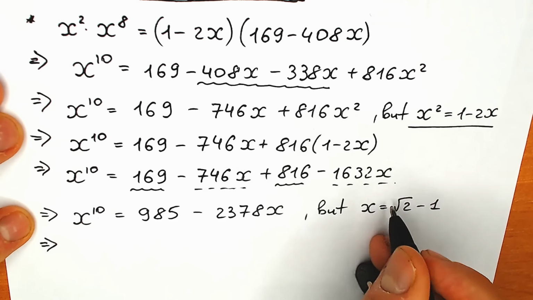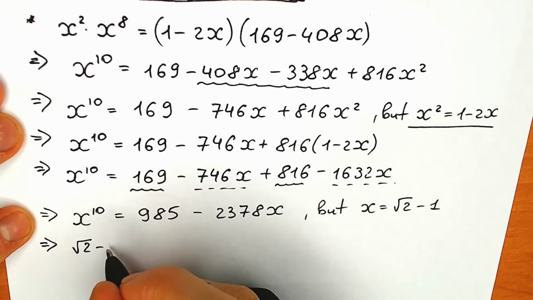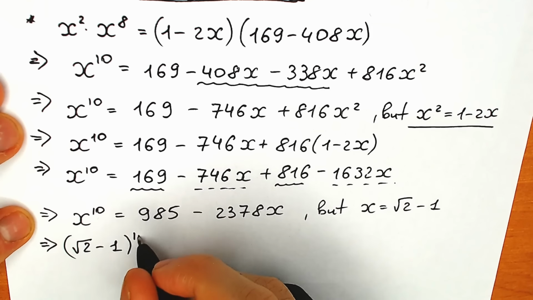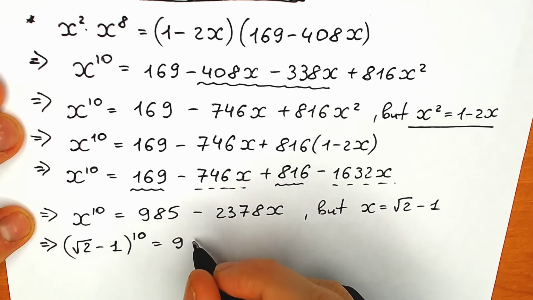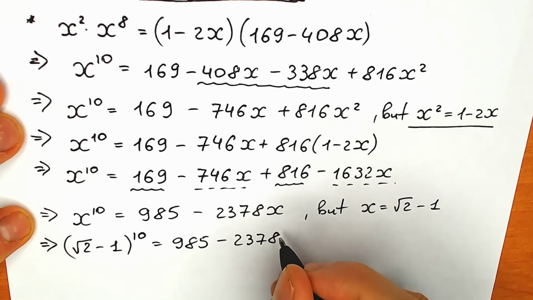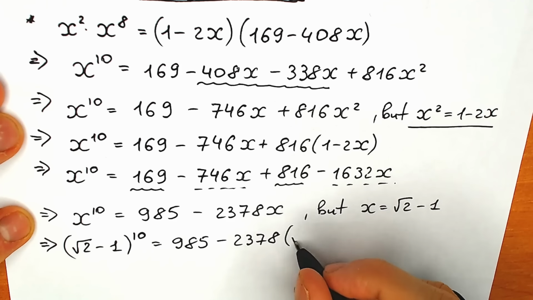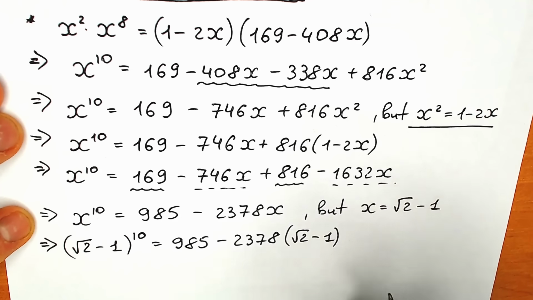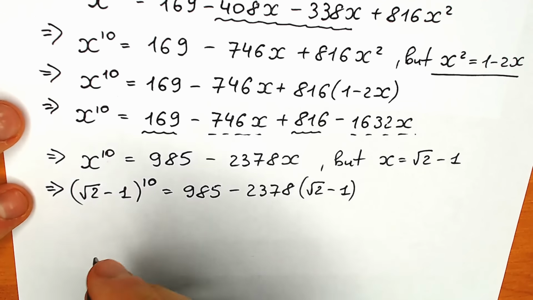And on the first side, we have the expression that we exactly need, because when we plug in this expression instead of this x, we have square root of 2 minus 1 to the power 10 equal to 985 minus 2378, and instead of x, we plug in square root of 2 minus 1. Our last step, let's simplify this real quick.